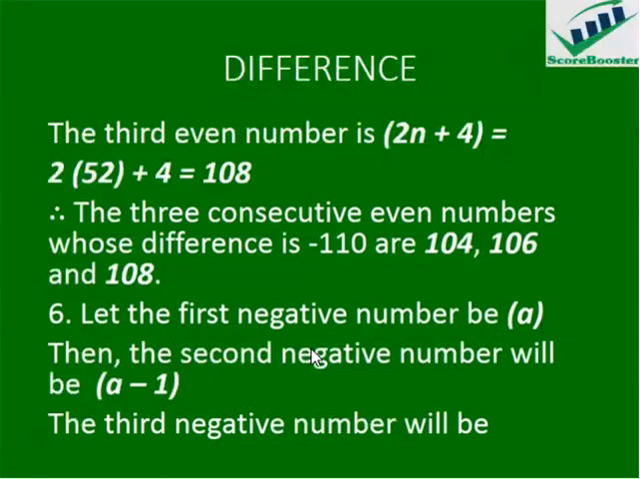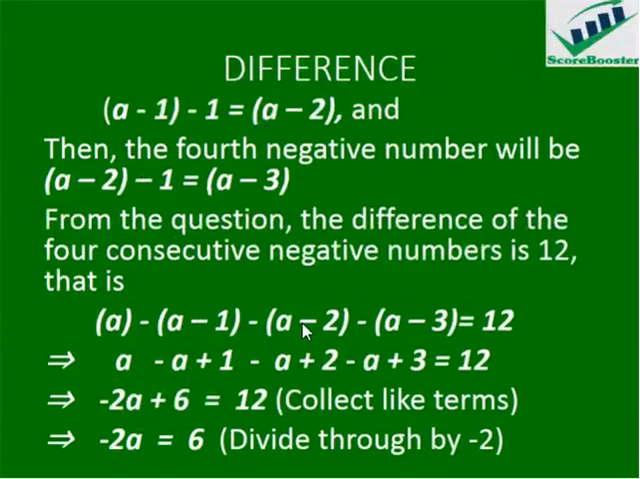The second negative number will be what? Subtract 1 from the first negative number, which is a minus 1. The third negative number is a minus 2, that is, subtract 1 from the second negative number, and the fourth negative number is a minus 3, that is, when you subtract 1 from the third negative number. And from the question, the difference of these 4 consecutive negative numbers is what? 12. So that is, the first one minus the second one minus the third one minus the fourth one equals 12. Now we open the bracket.